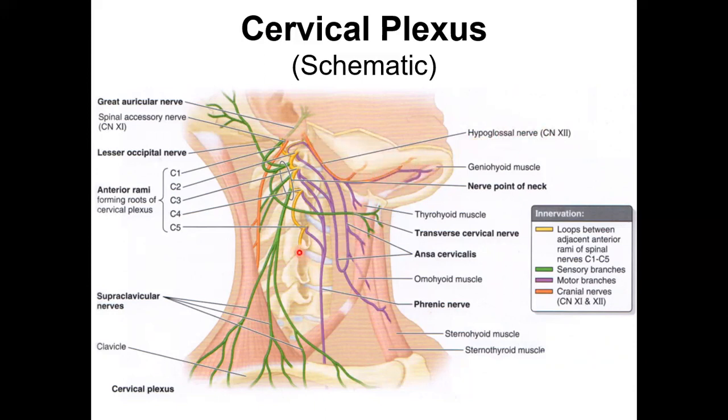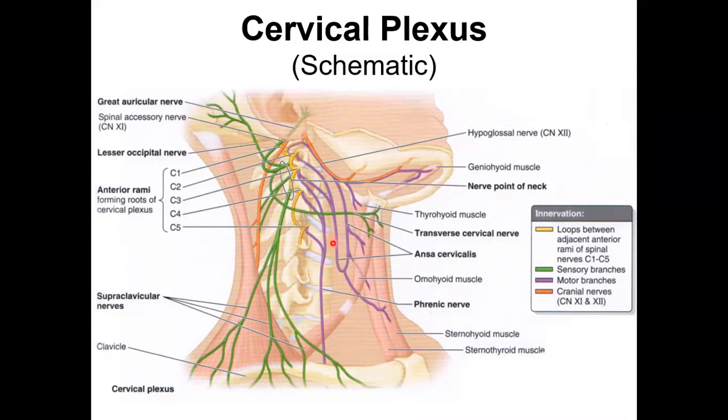Now, these yellow nerves here are loops that are between adjacent anterior rami of spinal nerves C1 to C5. That is just to say this is a way for these nerves to connect with one another and allow for passage of the fibers. What really gets interesting is the purple ones that are labeled here. So these are your motor branches. These are the nerves that are going out to innervate muscles.